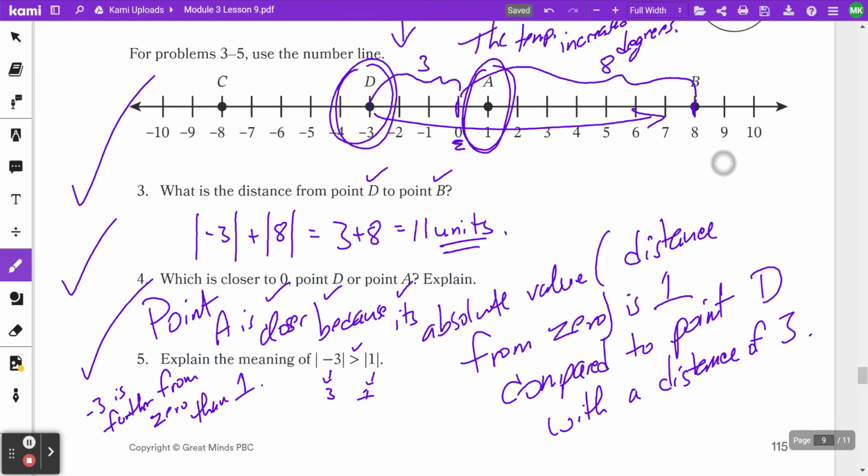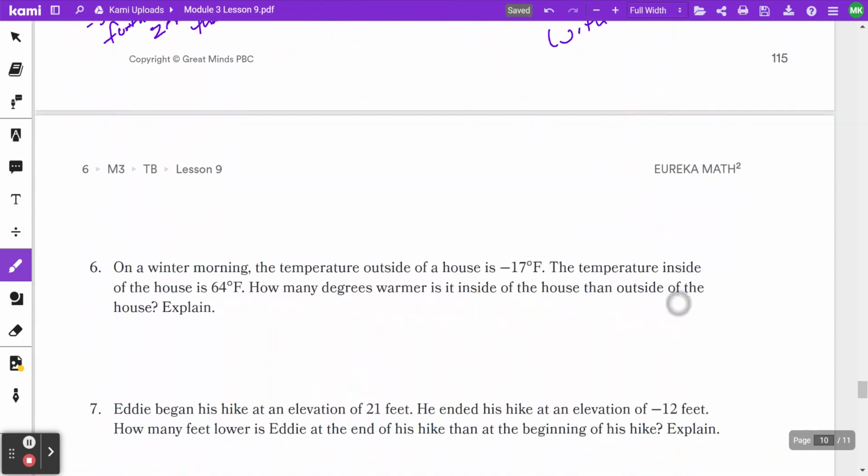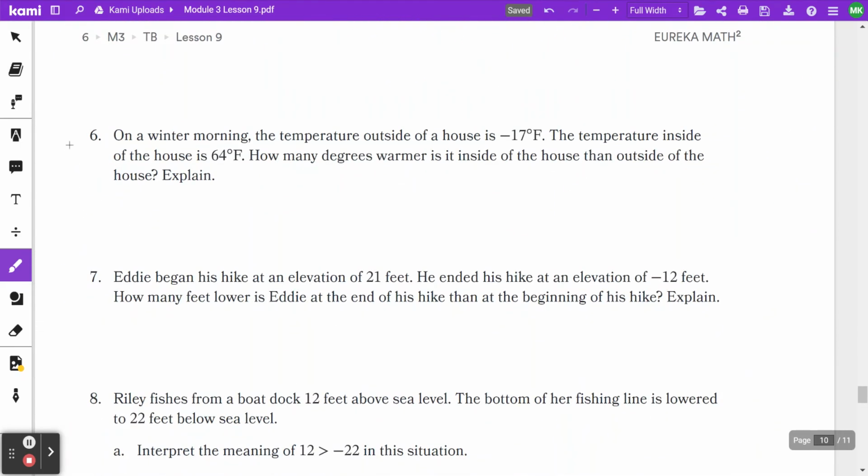Okay. So that's what we're doing here, folks. We're just hanging out and answering some questions. How about one more? Why not? On a winter morning, the temperature outside of the house is -17 degrees Fahrenheit. That's cold. The temperature inside the house is 64 degrees. Well, to me, that's still cold, but it's better than -17. How many degrees warmer is it inside of the house than outside?